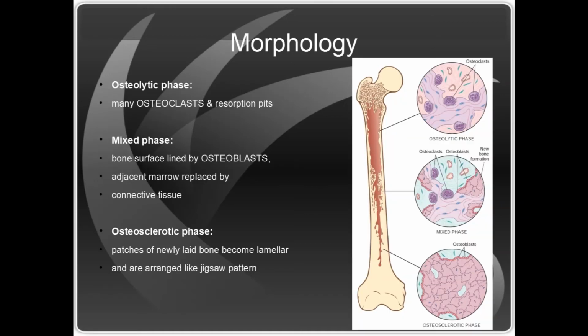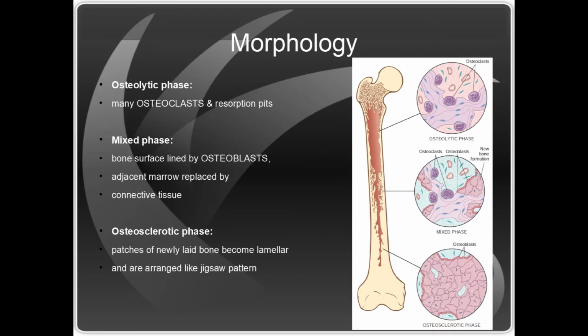Let us now discuss the morphology of Paget's disease. This will be discussed under the 3 phases which I have already mentioned. The first is osteolytic phase. In osteolytic phase, the dominating cells are osteoclasts, and the function of osteoclasts is to resorb bone. So osteoclasts will keep resorbing the bone and they'll create what are known as resorption pits. That is the hallmark feature of osteolytic phase.